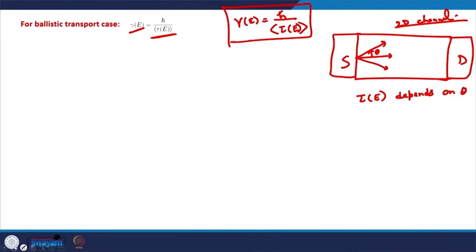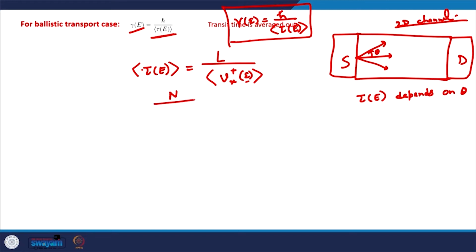So, in order to calculate gamma E, we found out the average of tau E, and this average of tau E actually turns out to be L divided by the average of the velocity of electrons in the x direction at energy E. And this was found out from the ratio of the steady state number of electrons to the steady state current, which was essentially the steady state number of electrons times tau.